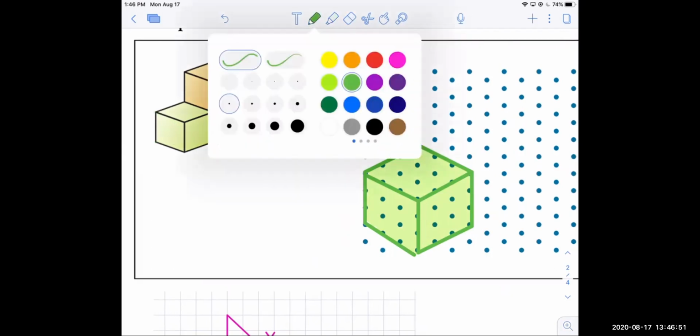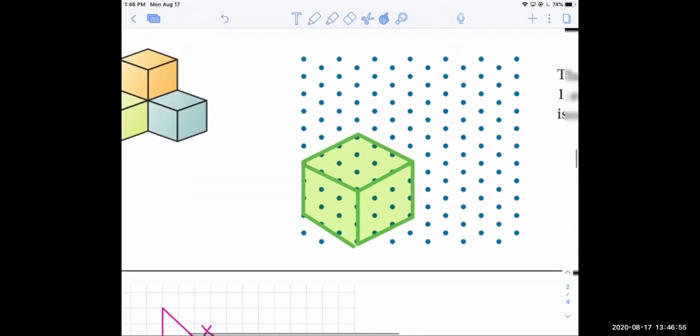All right, and then the blue cube. So we have blue, blue, blue.